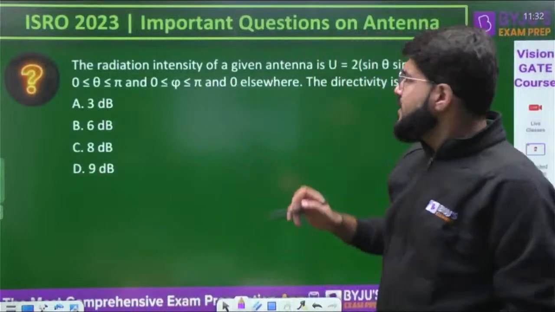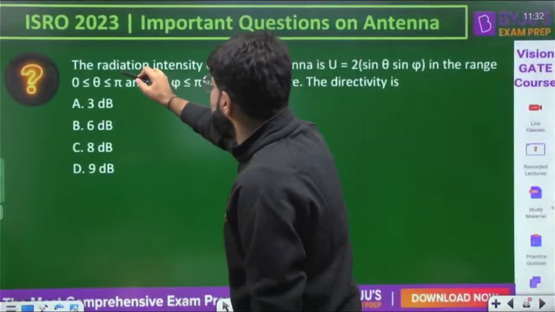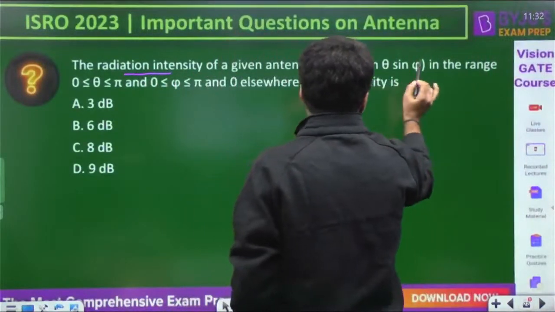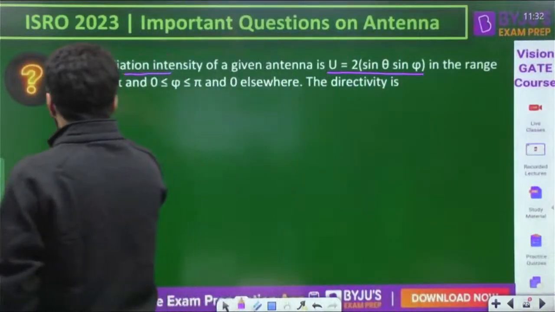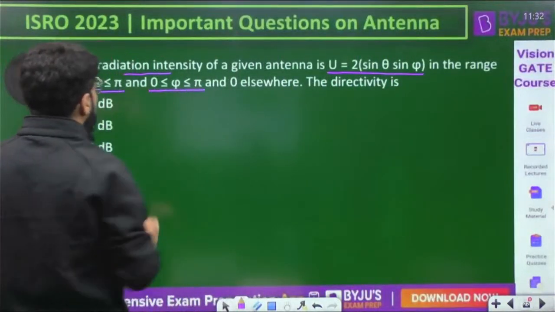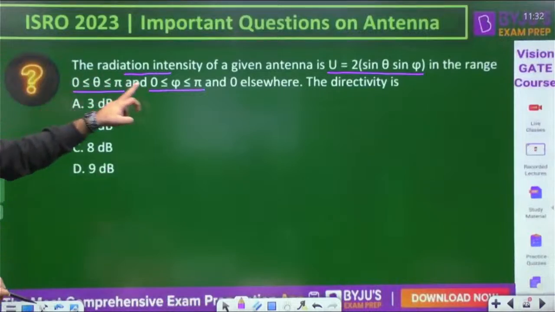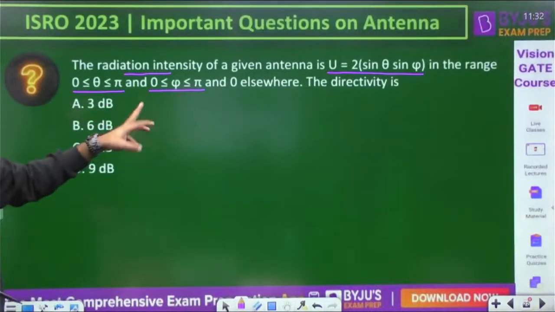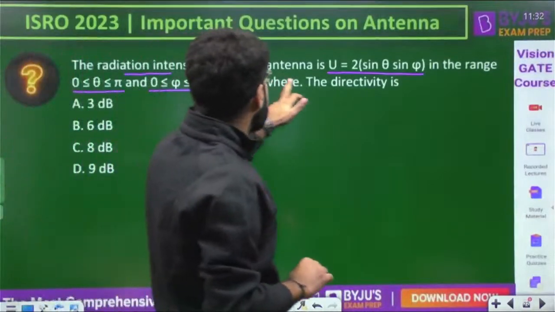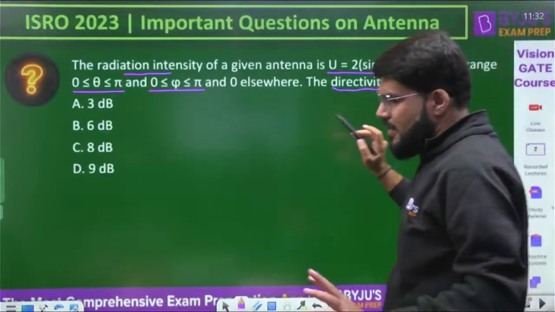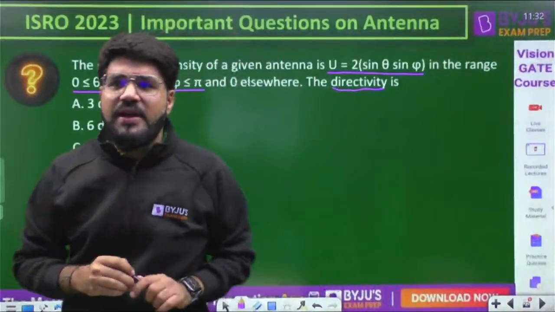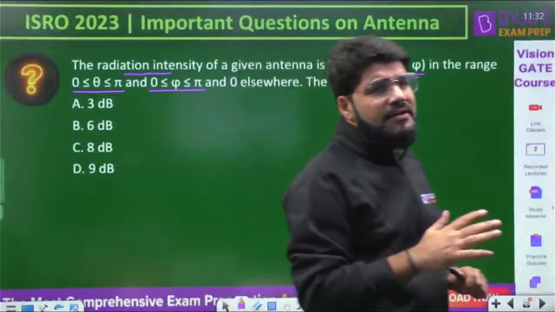The radiation intensity U as a function of theta and phi is given to you as 2 sin theta sin phi, for theta from 0 to pi and phi from 0 to pi. So theta has the full range, while phi has only half the range, because the complete range of phi is 0 to 2 pi, and it is 0 otherwise. What is the directivity? Again the question is on directivity. Directivity is the maximum directive gain, so I need the maximum directive gain.